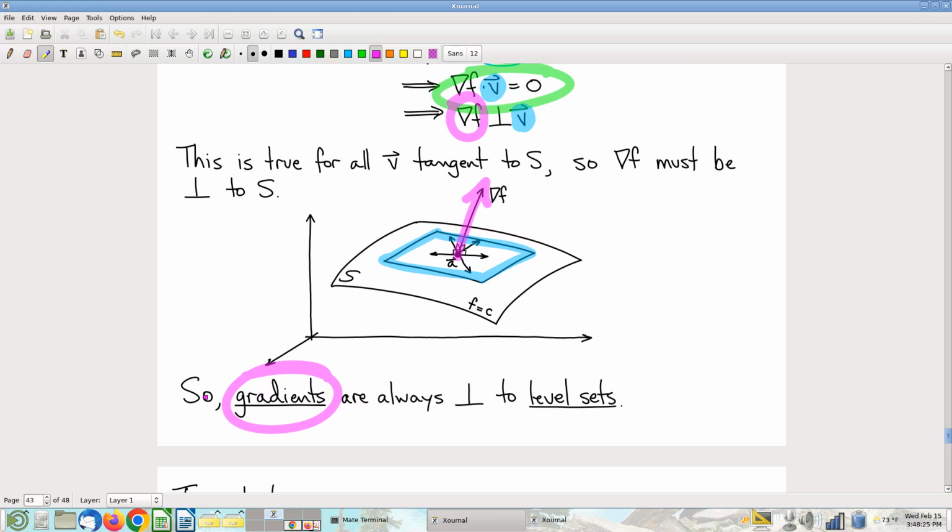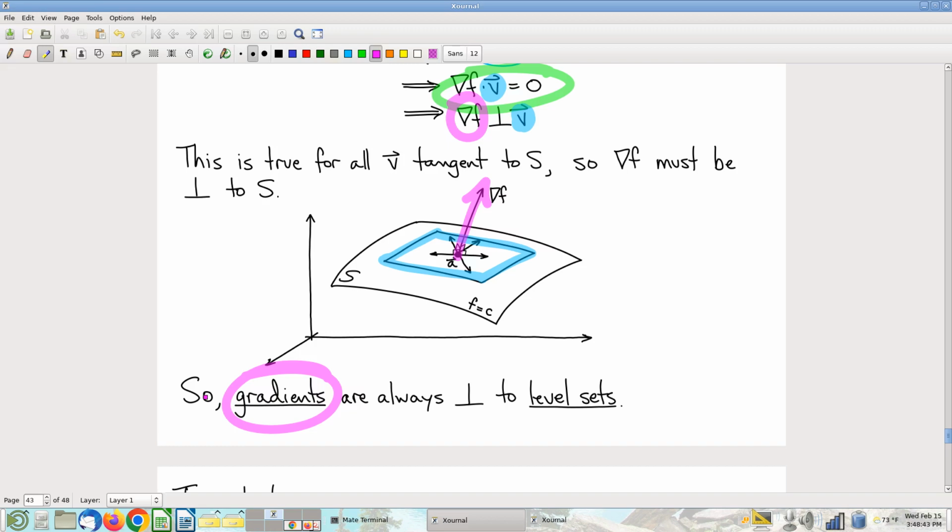Yeah, so a level set refers to just a single level set, and there are other level sets elsewhere that we're not talking about. I'm just talking about one given level set. And yeah, that's right. Wherever you are on that level set, the gradient of f has to be perpendicular to the level set itself. Yeah, yes?